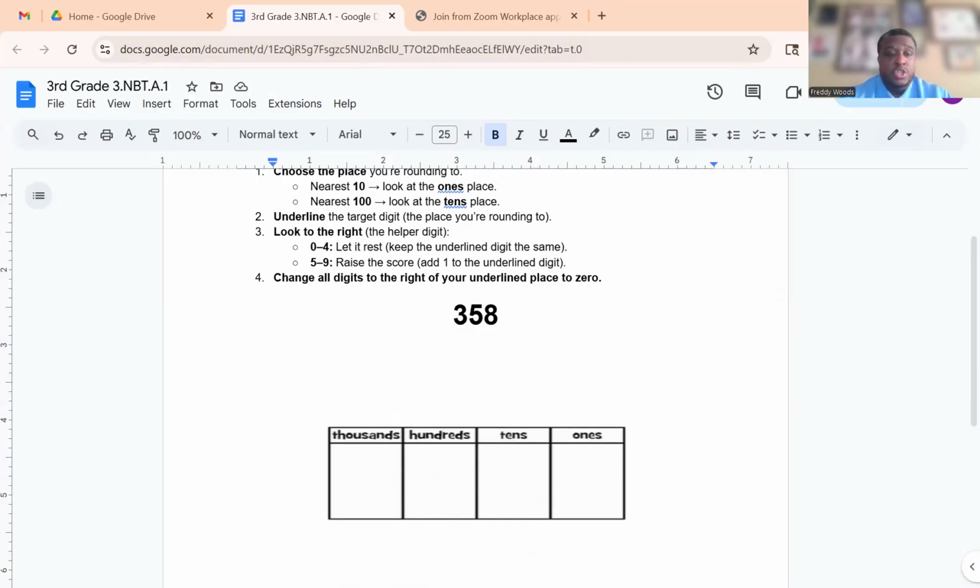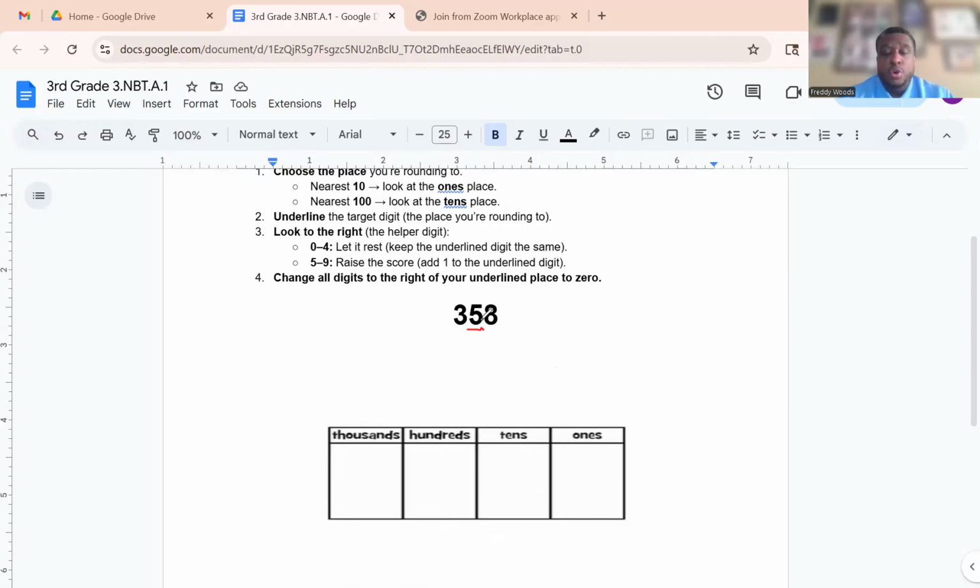So just like my steps, the first thing I'm going to do is underline the place that I'm rounding to. I'm rounding to the nearest 10's place. This number 5 is in the 10's place. So that's the number I'm underlining.